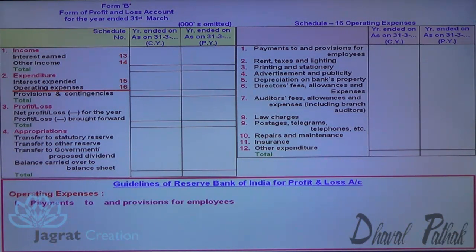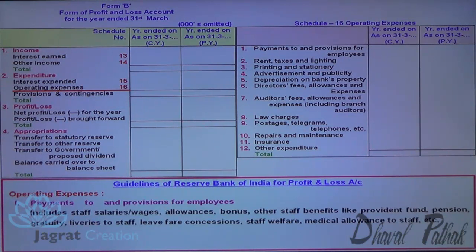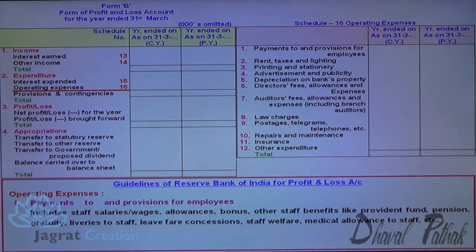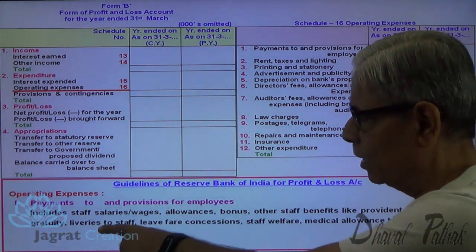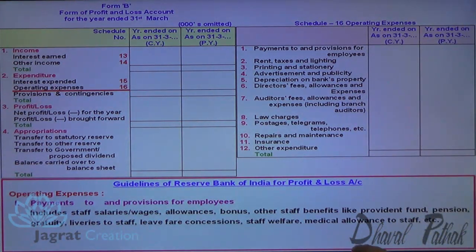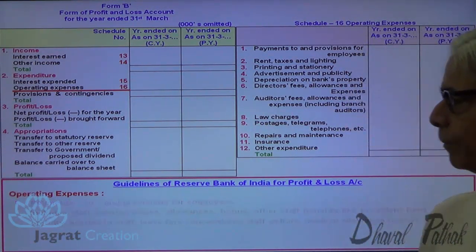First is payments and provision for employees. That includes staff salaries, wages, allowances, bonus and other staff benefits like provident fund, pension, gratuity, liabilities to the staff, leave and fare concession, staff welfare and medical allowances. So all staff related expenses are reported here.